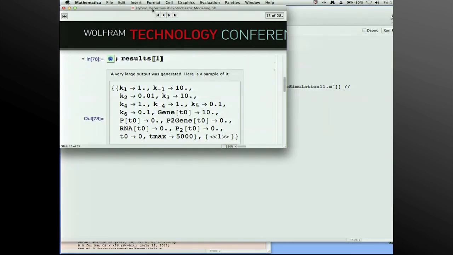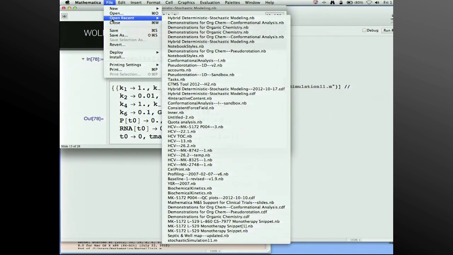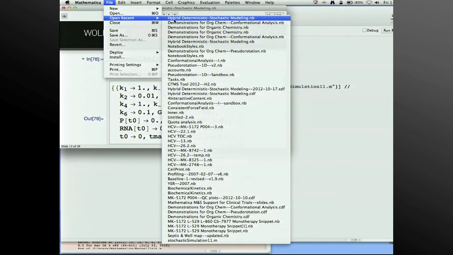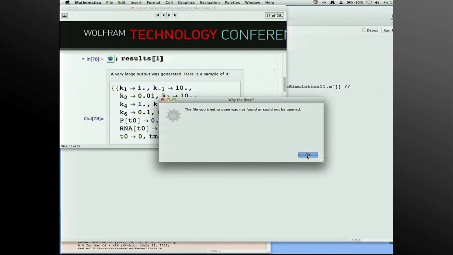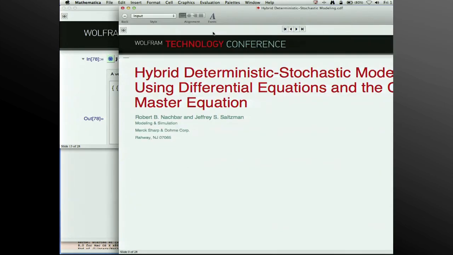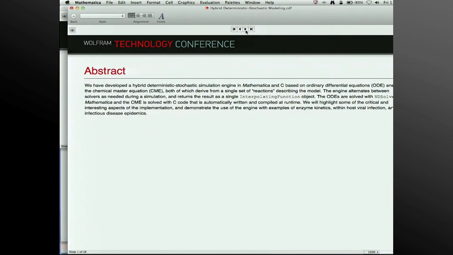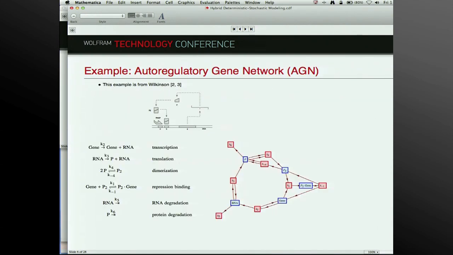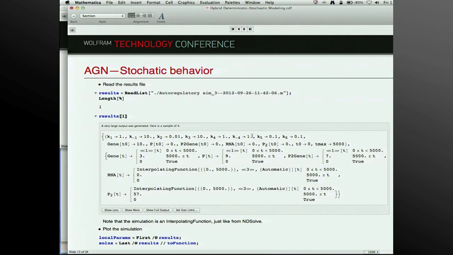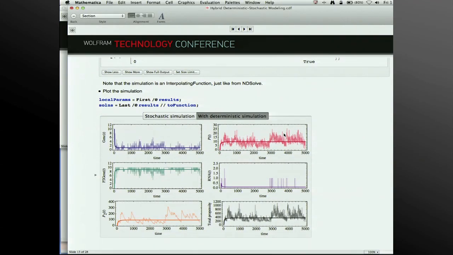Let's see if I can pull up the notebook and show you what it looked like when I put it together. Not quite as nice as the current set of slides, but I think it will make the point.